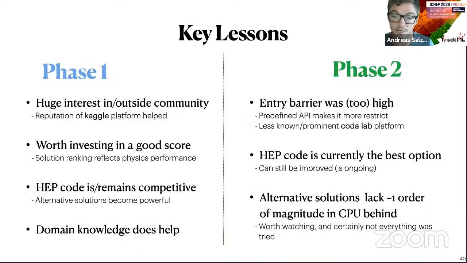Key lessons, my last slide. On phase 1, there was huge interest in and outside the community. Of course, the reputation of Kaggle as a platform helped. It was good that we took a lot of time in having the score defined, and we saw that the HEP code remains more than competitive, and people with the domain knowledge actually had a boost. And in phase 2, we saw the entry barrier was high.